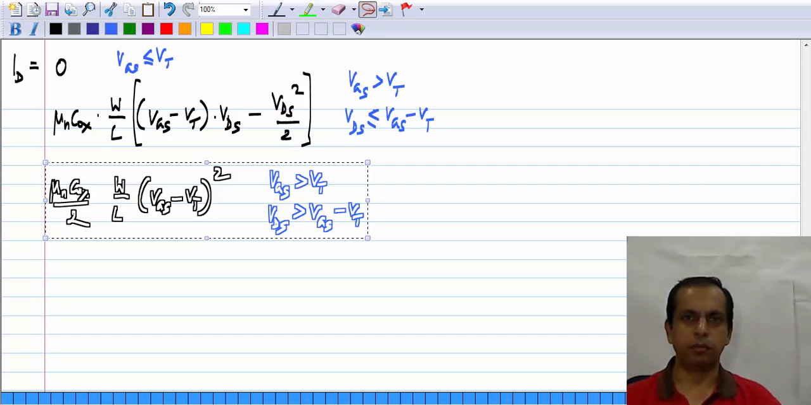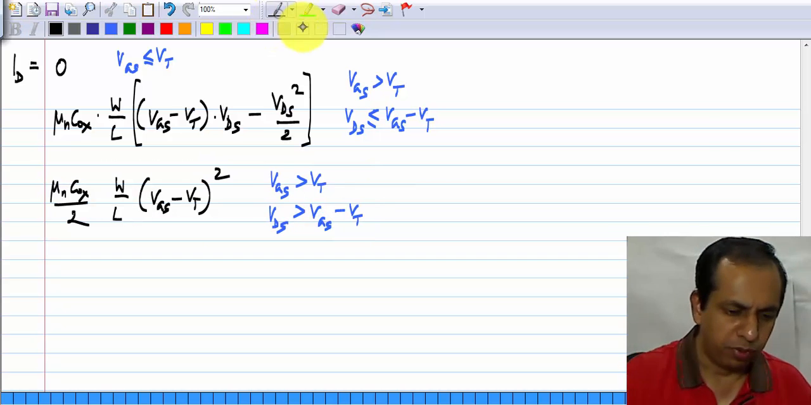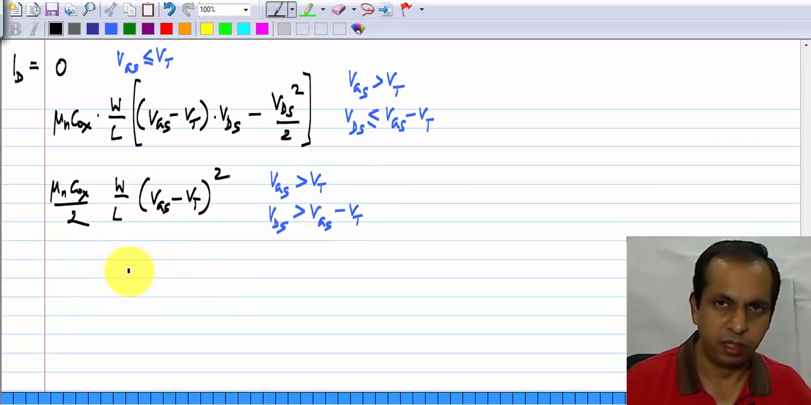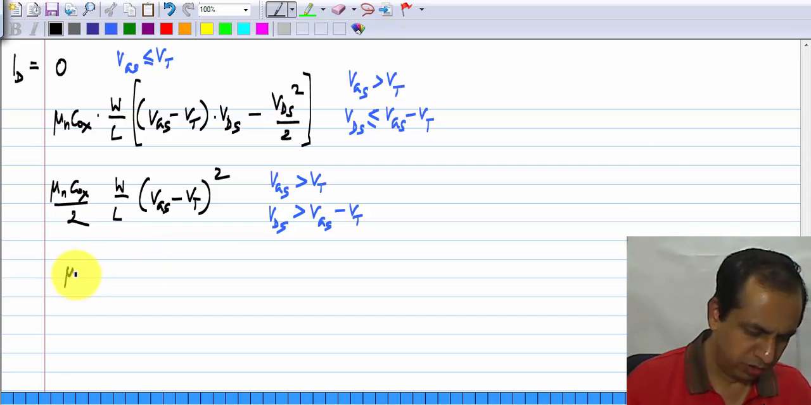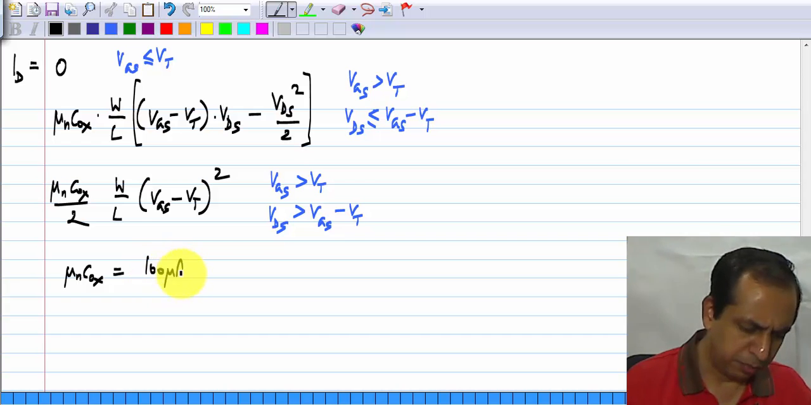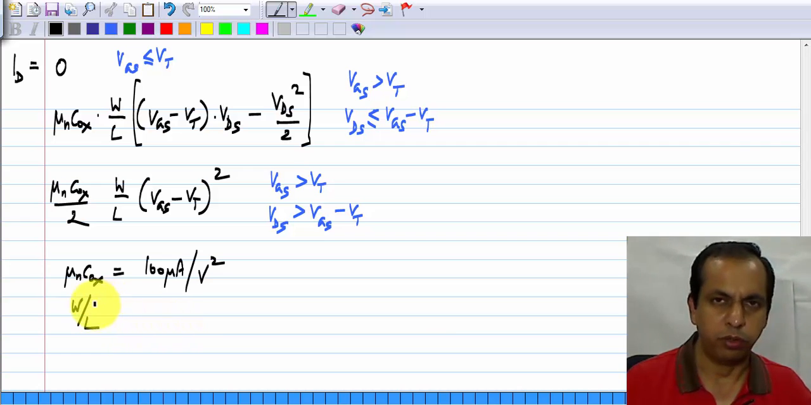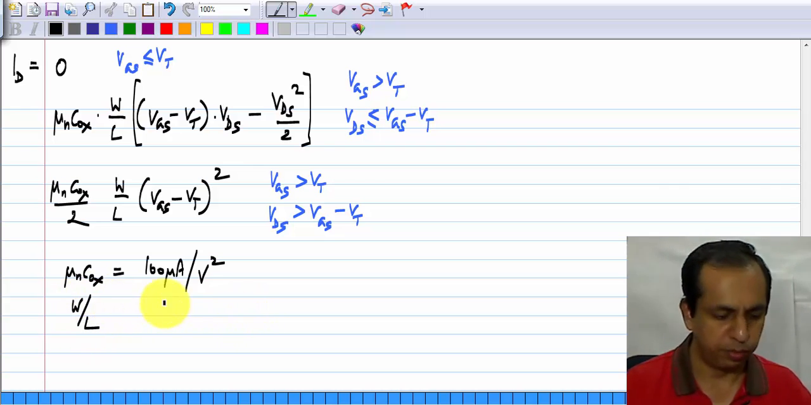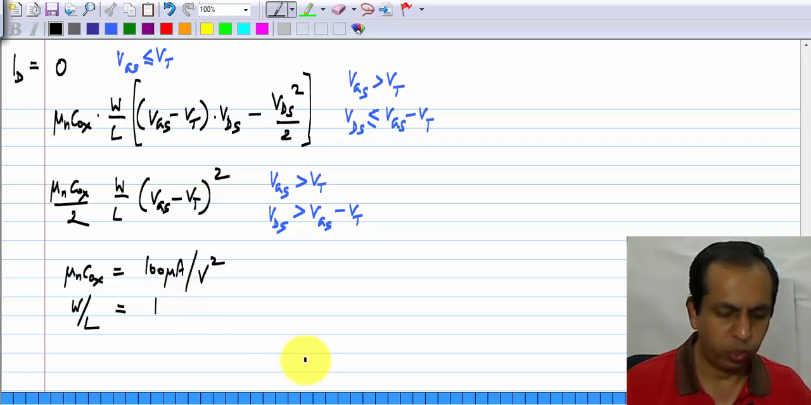We know the equations describing the current voltage relationship of a MOS transistor. Now let's sketch those characteristics and get a better feel for what they are. As an example, I will take a MOS transistor whose mu and Cox product is 100 microampere per volt square, and this W by L. W is some physical dimension of the transistor, L is another physical dimension, and this ratio itself is dimensionless, and this ratio I will take to be 1.